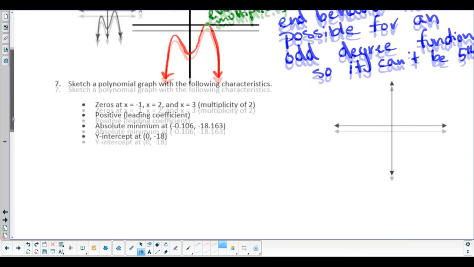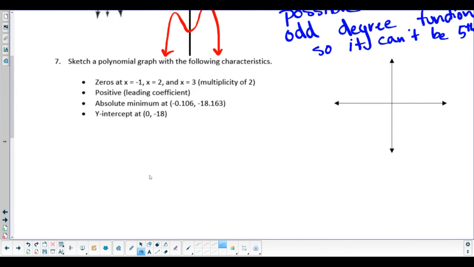All right, 7. This one's saying sketch a polynomial graph with the following characteristics, okay? So I've given you 3 zeros: a zero at x equals negative 1, x equals 2, and x equals 3 with a multiplicity of 2. Now, I want to say that there are infinite possible answers for this one. This also has a positive leading coefficient, and it has an absolute minimum at negative 0.106 comma negative 18.163.